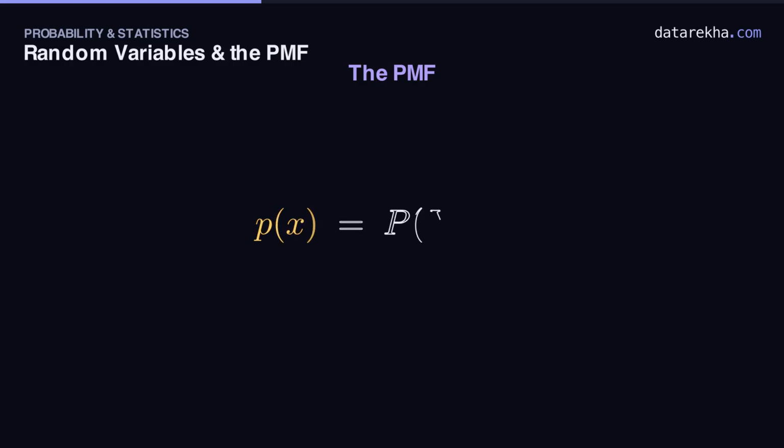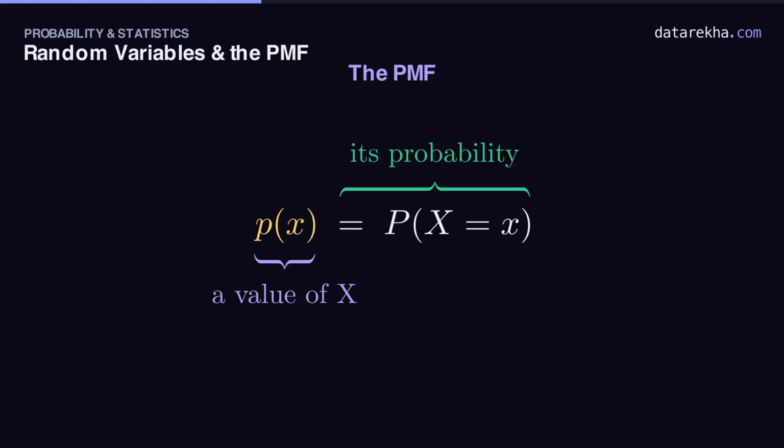So for a discrete random variable, what do we actually want to know? The chance of each value it can take. That list of chances is the probability mass function, and it's written with a lowercase p. Read it out loud. P of x is the probability that X equals the value x. Feed in a value, and it returns how likely that value is. A lookup table of probabilities.